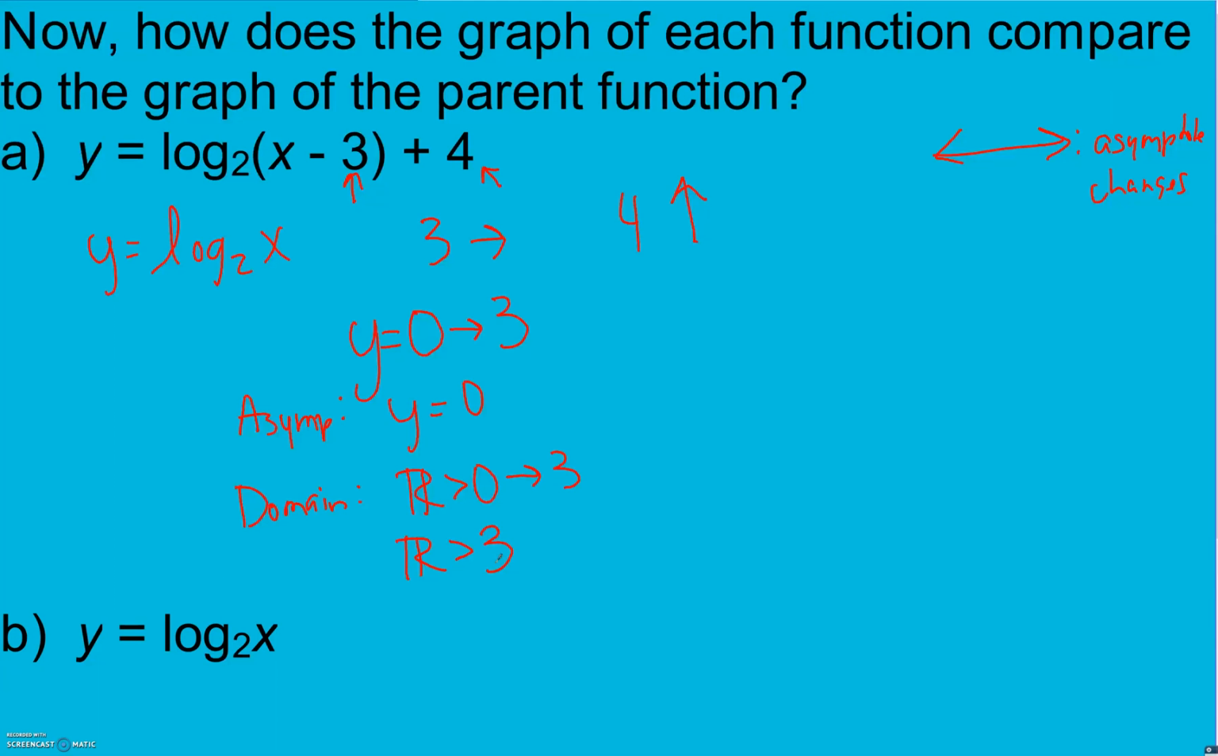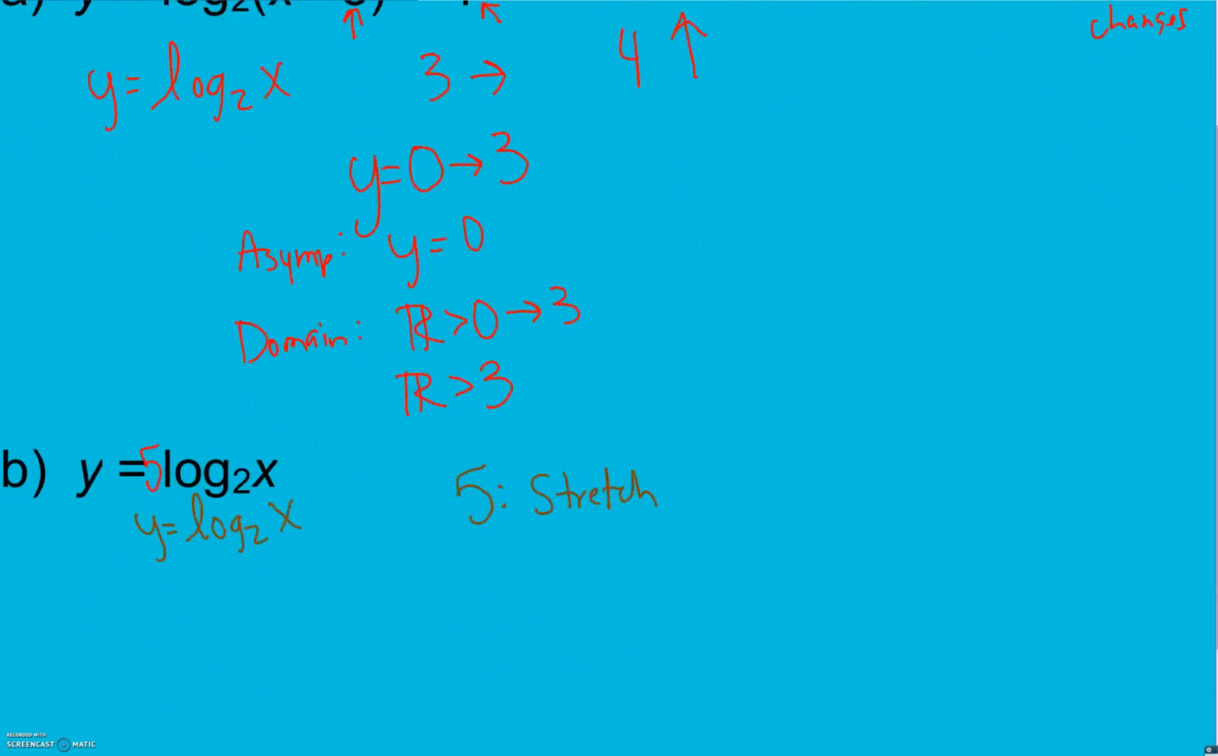Okay, part B here, there should be a 5 there. That's my bad. That 5 is going to be a stretch because it's our a value. Our parent function is still going to be y equals log base 2 of x. And nothing else changes, guys. When all we have is a stretch or compression, it didn't move left to right, it didn't move up or down, our domain doesn't change, our asymptote doesn't change, our range doesn't change. Everything stays the same.